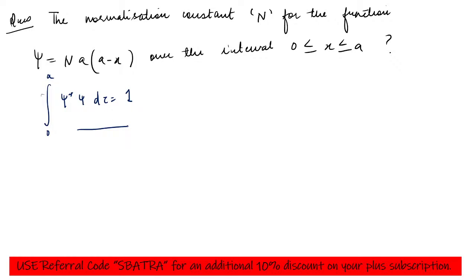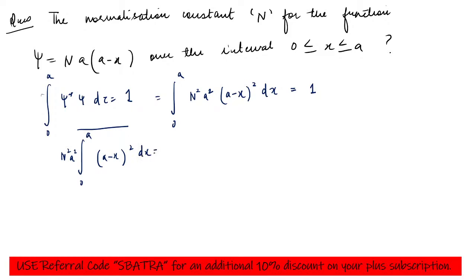So let's do this now. The limits are 0 to a, and psi star is also this function and psi is also this function. So you have the integral of N square (a minus x) square dx equals 1. This is the function, and that's how you're going to find the value of N. I'll take N square outside, so this is N square, integral from 0 to a of (a minus x) square dx equals 1.